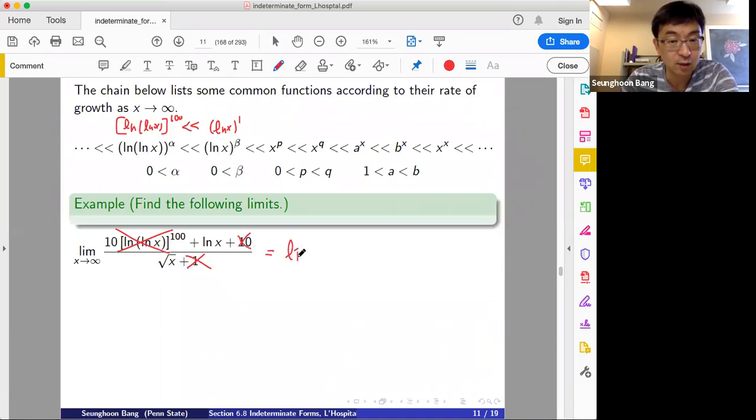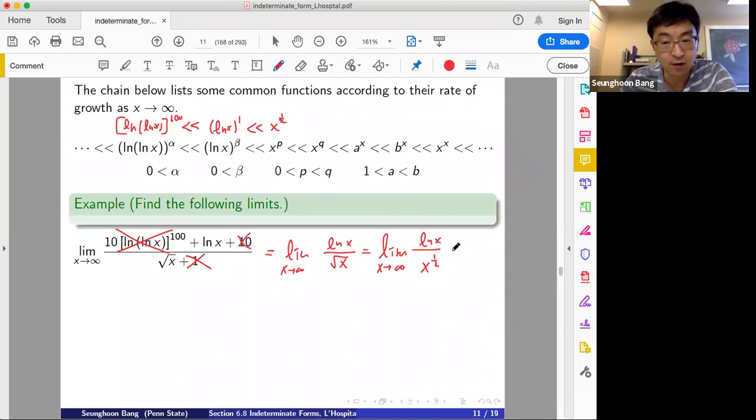So we have the limit as x approaches infinity of ln of x over the square root of x. The root x is x to the 1/2. x to the 1/2 is growing faster than the ln function. So the bottom one is growing faster than the top one, and the answer is 0. So we have it like this. It's good?